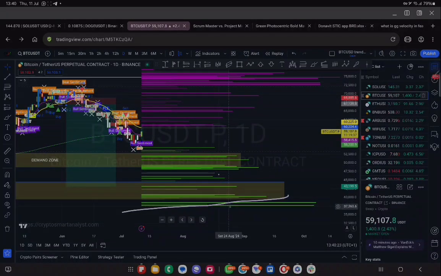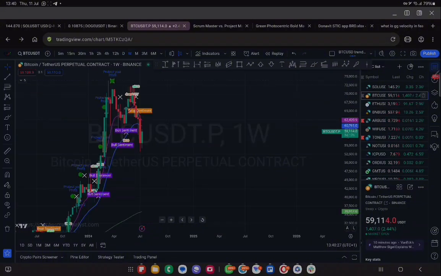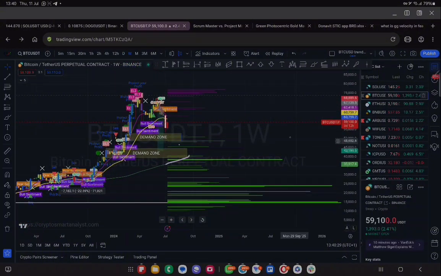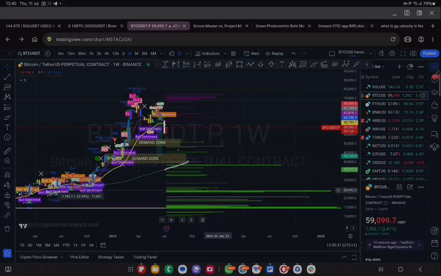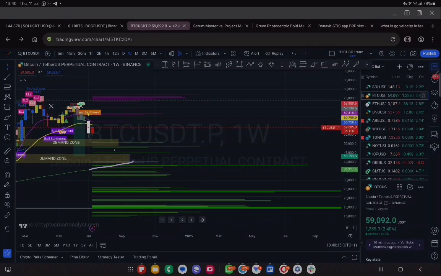They might not take the liquidity at 30. We might and we might not. But if you switch to the weekly time frame, you'll see what I'm talking about. On the weekly time frame, you can see we have more liquidity below than above. So this candle right now, you can see is yet to break.